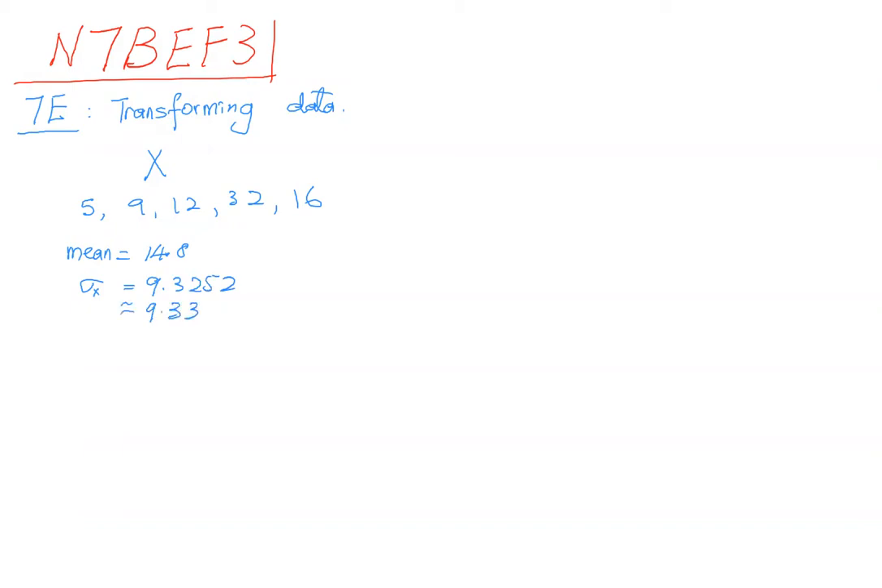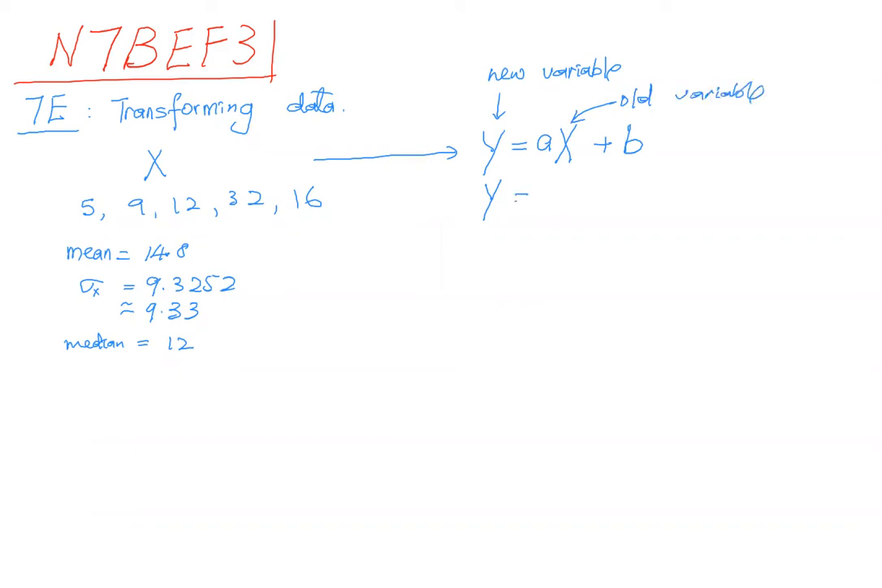Okay. So, and the median is 12, correct? Now I'm going to transform this data to become Y data. I'm going to put it as a constant times X plus another constant. It can be a minus if the constant is negative. This is my new variable, and it is connected to the old variable, X.